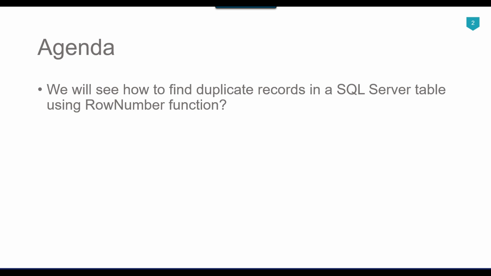The same ROW_NUMBER function has an option called PARTITION BY. If you want to find the duplicate records, you can give the column names, either a single column or multiple columns, in the PARTITION BY clause, and then you can get the duplicate records. When you use PARTITION BY, it assigns a number to every record within each partition. So let's see how we can use the ROW_NUMBER function to find the duplicate records. Without wasting further time, let's jump to the demo.